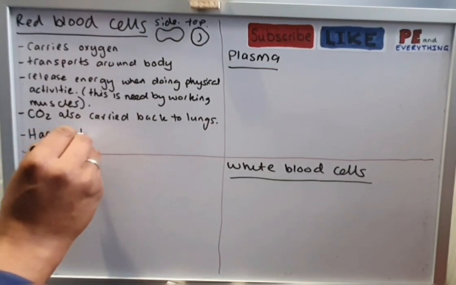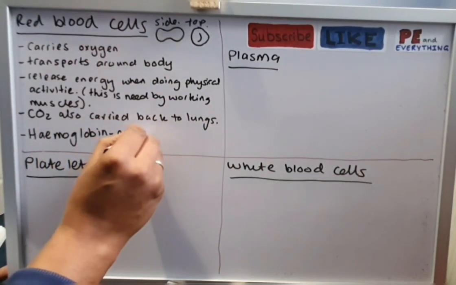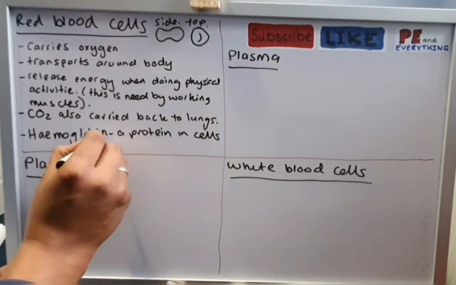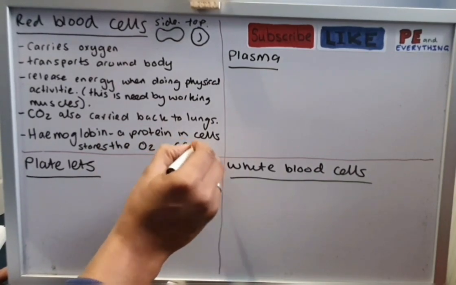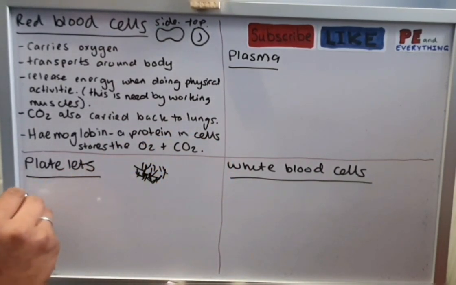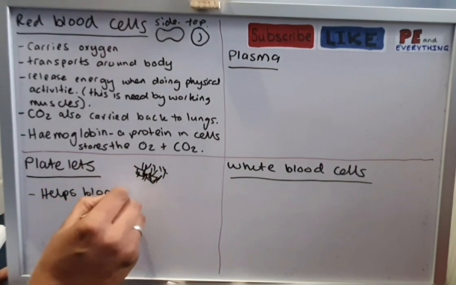Also, a big word here, hemoglobin. Okay, it is a protein that stores oxygen and carbon dioxide. Platelets, illustration, they're scattered, okay?